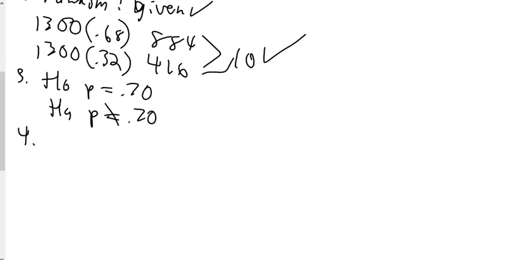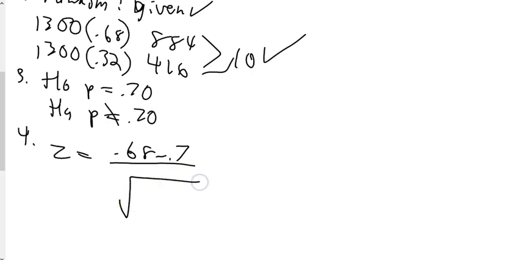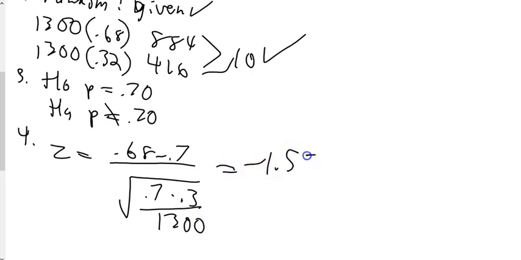Number 4, we just do our math. z equals 0.68 minus 0.7. What do you notice right off the bat right there? It's different than anything you've done so far. Anyone? So what kind of number are we going to get? Negative. That's right. The first time we've had a negative. So there's our 0.7 times 0.3, 1 minus 0.7, divided by 1,300. And yes, for the first time, we have a negative z-score, negative 1.57.